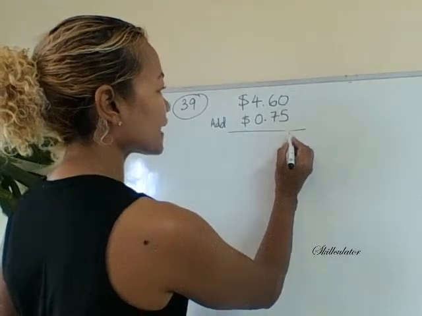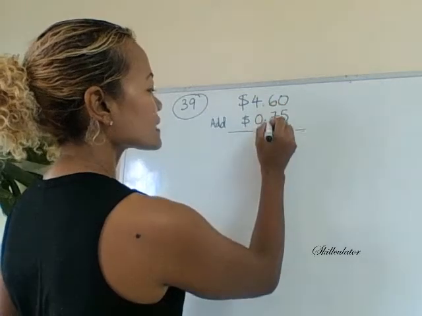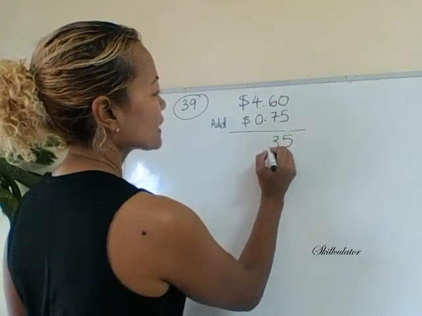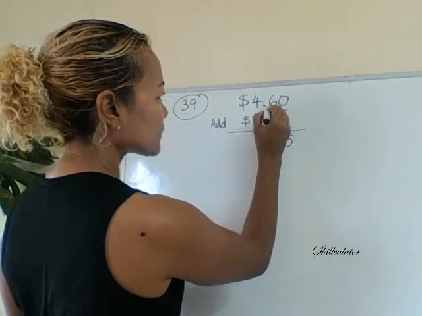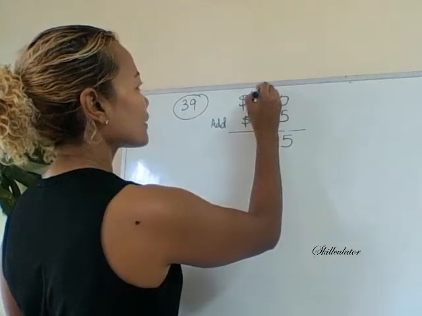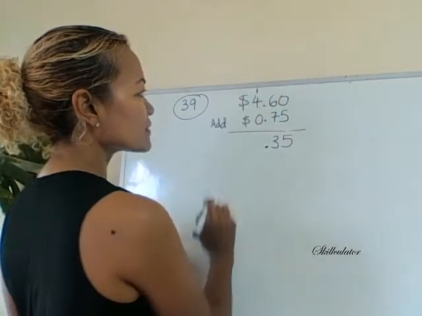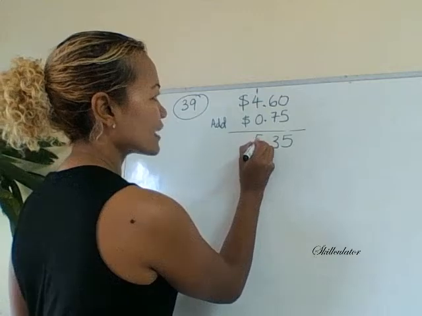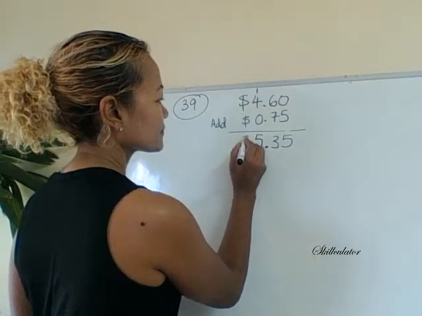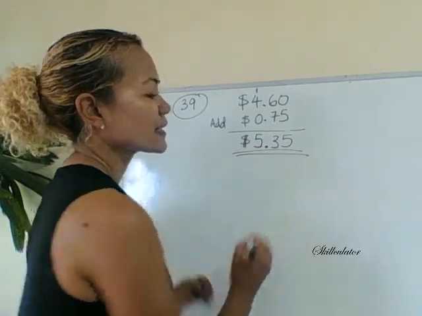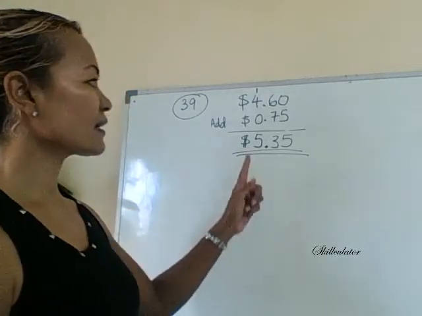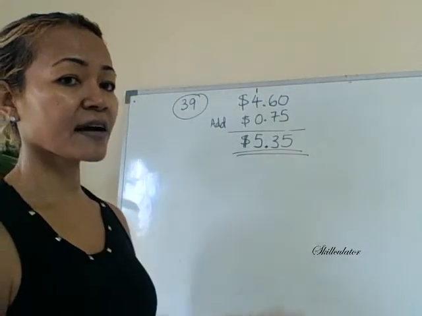0 plus 5 is 5. 6 plus 7 is 13, so put 3. Put the decimal point, make sure it's aligned. Carry 1. 1 and 4 is 5 plus 0, still 5. How much would he have altogether? $5.35.